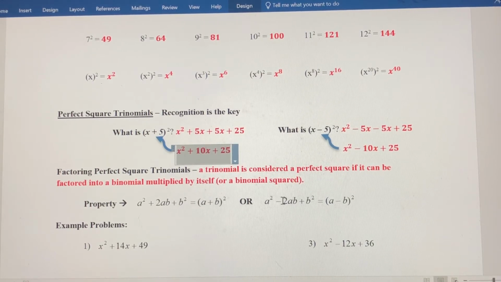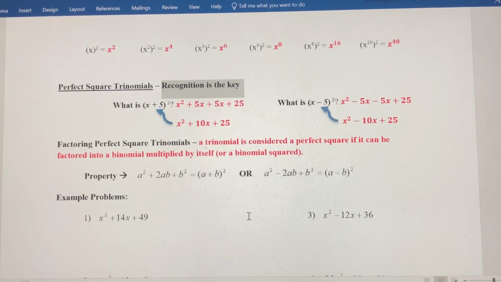Or if the middle term is negative, like is the case here, okay, you're going to take the square root of the first term, x, the square root of the last term, 5, and you're going to separate it with the same sign as the middle term, which in this case would be negative, okay? But again, recognition is the key, okay?